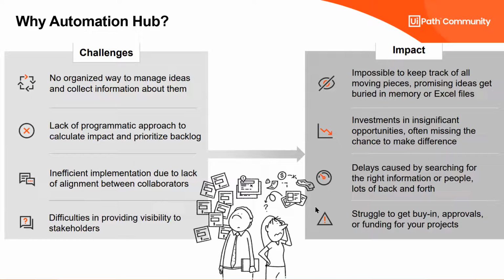Before that, we need to understand the challenges organizations generally face without Automation Hub. There are multiple challenges in automation. First of all, there is no organized way. If you are not using Automation Hub, you are either using email or an Excel sheet, so this may not be visible to some other team.